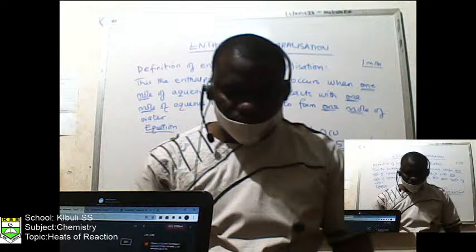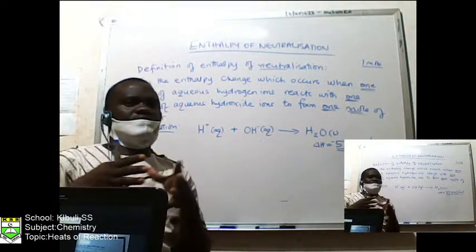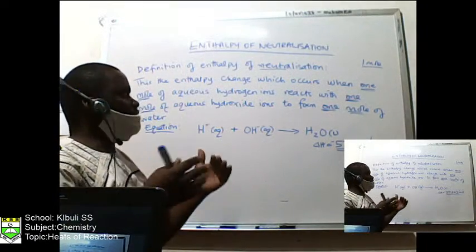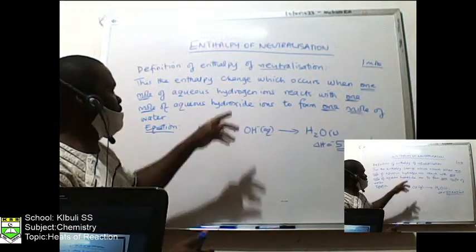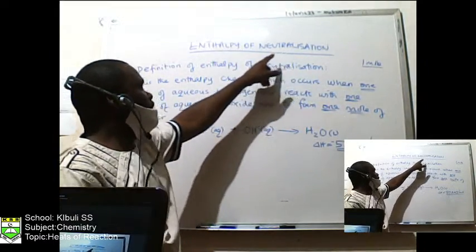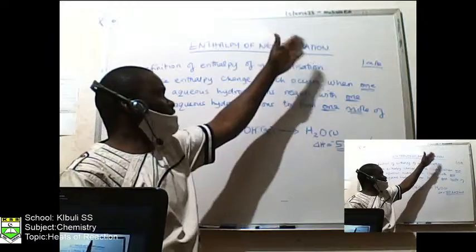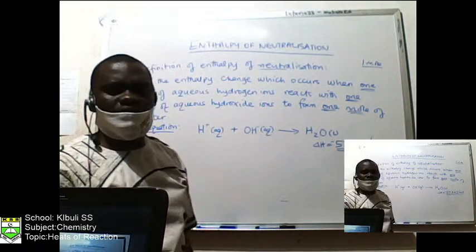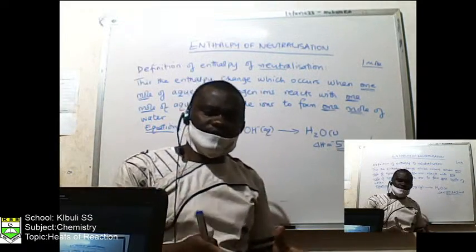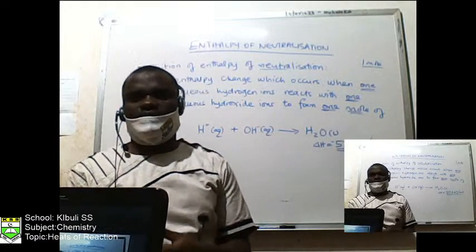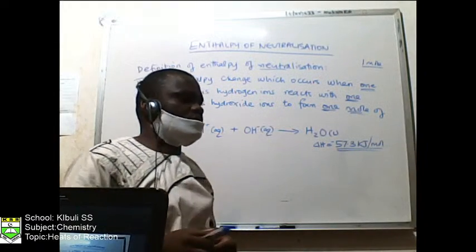When you look at this word neutralization, it has something to do with neutral. In this case, a substance which is acidic reacts with another which is alkaline, and the product is neutral. So a neutral product is formed. That's why that process is called neutralization. A neutralization reaction occurs between an acid and a base or an alkali to form a salt and water only.